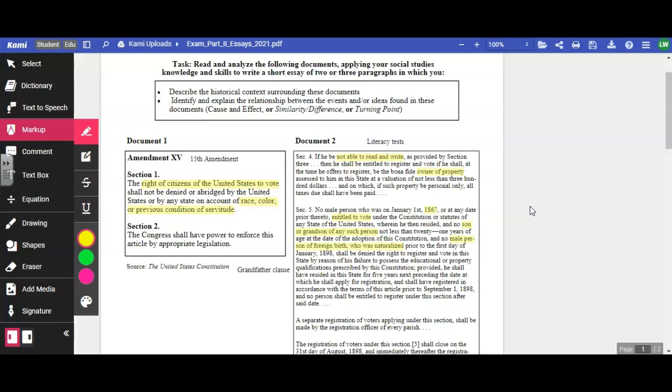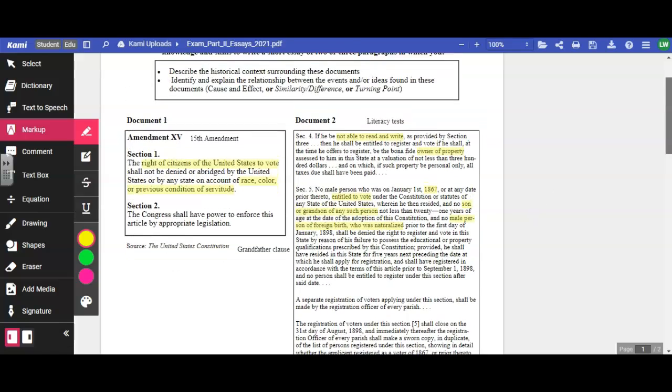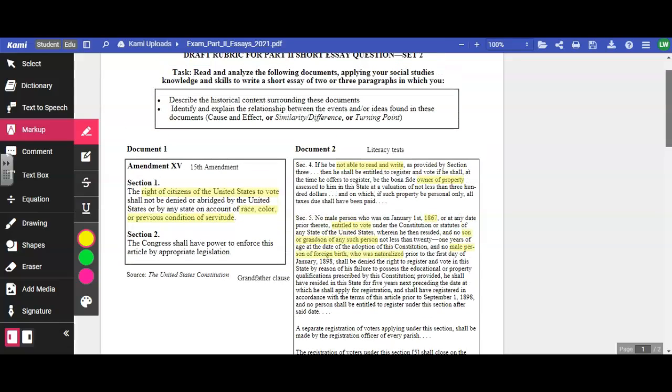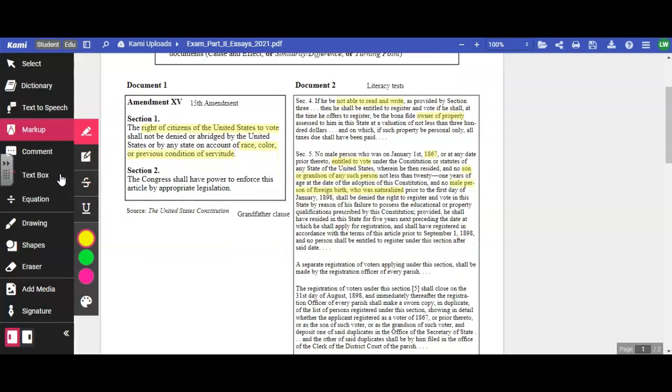So take that information and go ahead and write your little short essay of just 2 or 3 paragraphs, okay? Remember, if you're talking about similarity and difference, you can do like a little introduction with the historical context. So that would actually be a good thing to kind of get down here.